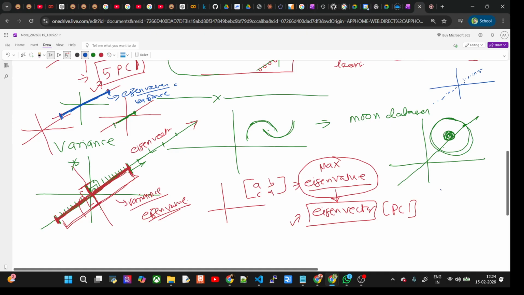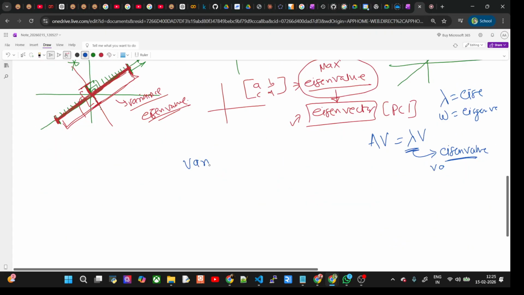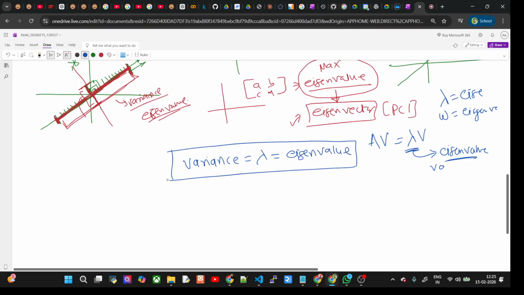Lambda is the eigenvalue, w is the eigenvector. You can see Av equals lambda v. So lambda is equal to the eigenvalue, and variance is nothing but your lambda, that is your eigenvalue. So the eigenvalue gives you how much spread is happening in that direction.